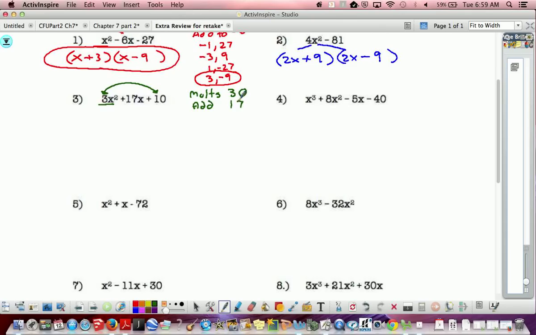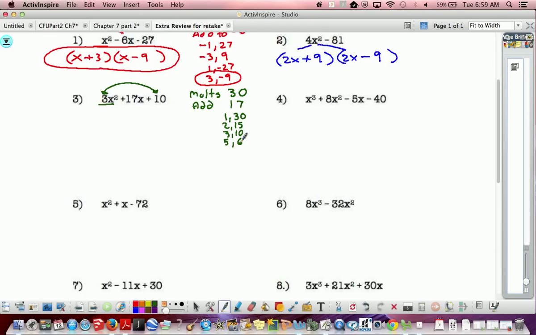So again, I need to list my factors. So 1 times 30, 2 times 15, 3 times 10, 5 times 6. Now, do you always have to list all these? No. You can list them until you get the pair you're looking for.